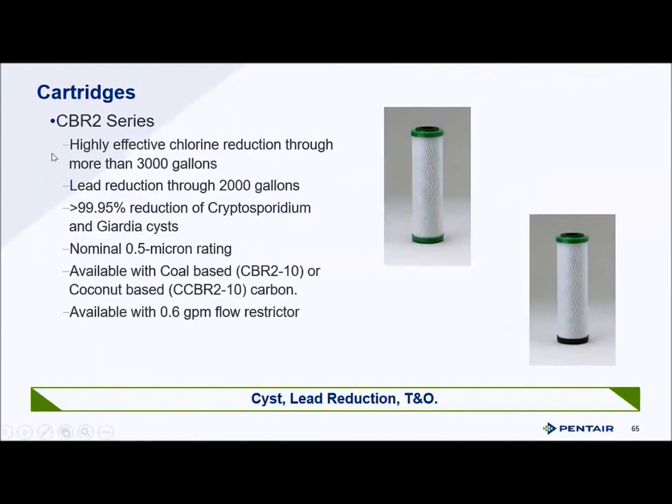CBR2 series, highly effective chlorine reduction through more than 3,000 gallons, greater capacity. This is 99.95% reduction of cryptosporidium. This is near absolute rated filtration, and it is available with coal-based or coconut-based carbon in either one, and you do need a 0.6 GPM flow restrictor and a faucet to make sure you get the flow rates and the contact you need to achieve these results. Another one where I would suggest a pre-filter in front of this.